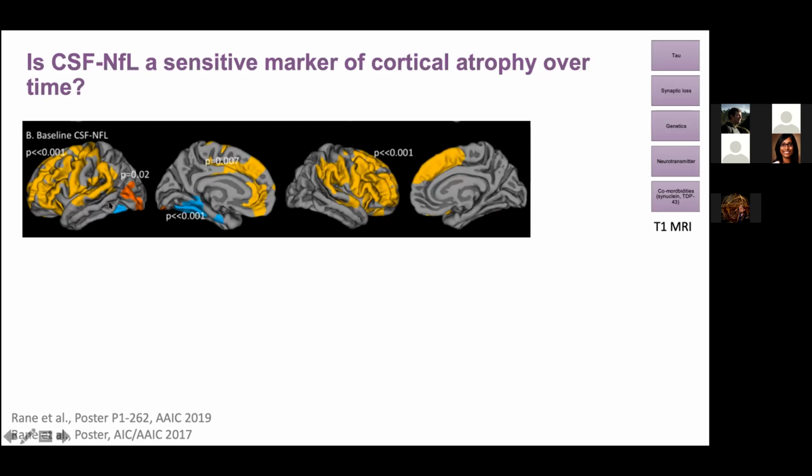This is a study not done on the ADRC cohort, it's done in ADNI. But what we found was that if you have baseline values of NFL, it could predict cortical atrophy in the frontal regions of the brain over time, over almost 2.5, 3 years. This is what the atrophy pattern would look like. And this is not an AD pattern, it's a different pattern.